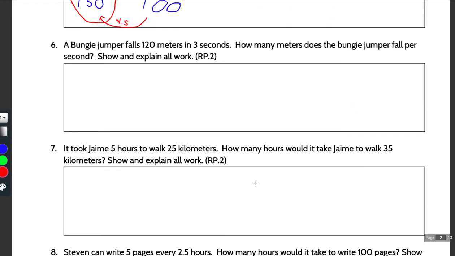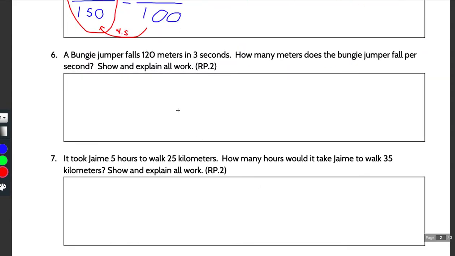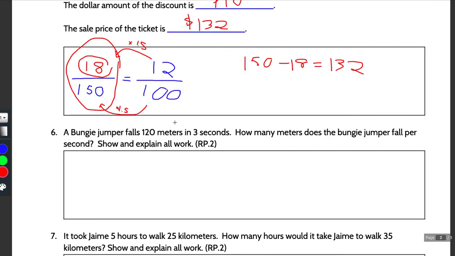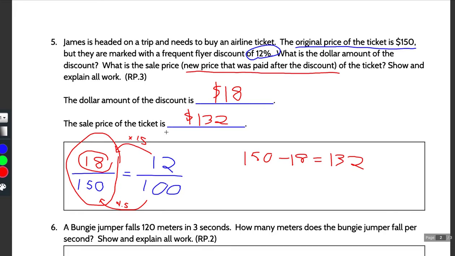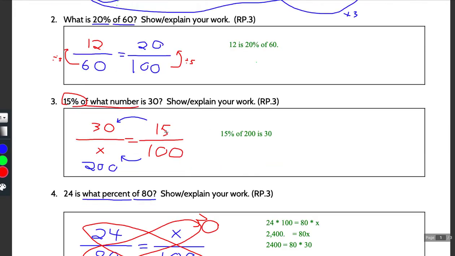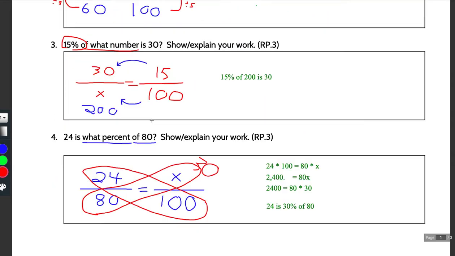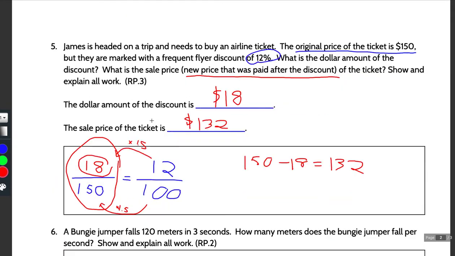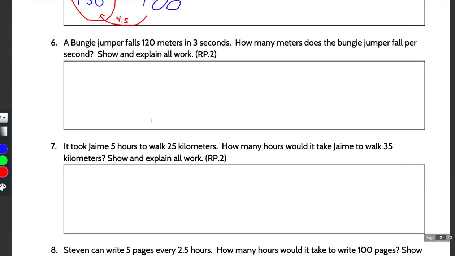Oh no, wait. Oh boy. Forgot how many of these there are. A bungee jumper falls. Okay, so these are all percents, first of all, before I continue on. 1 through 5, these are all percent problems. Actually, this one is kind of a unit rate type of problem. The rest of these are more unit rates.